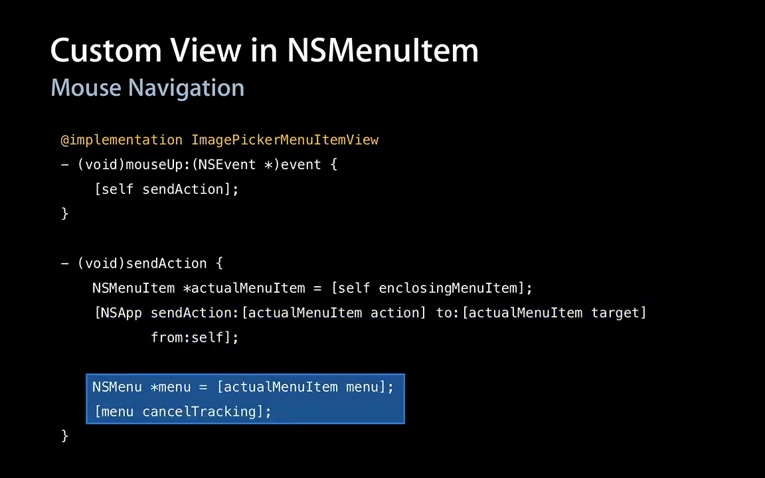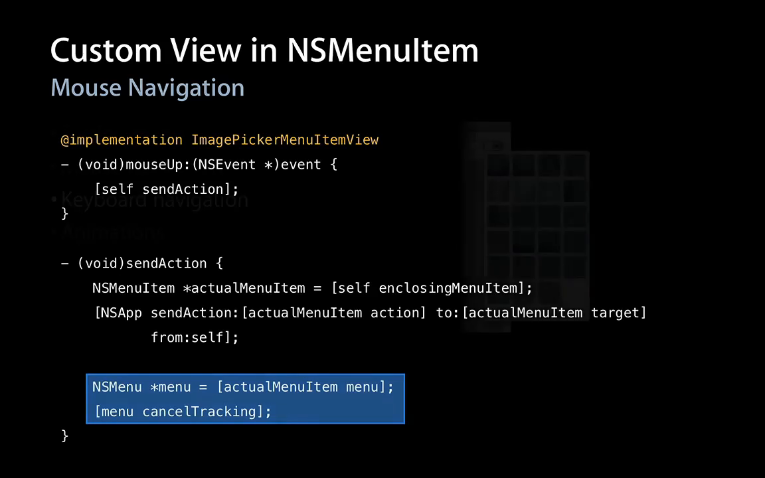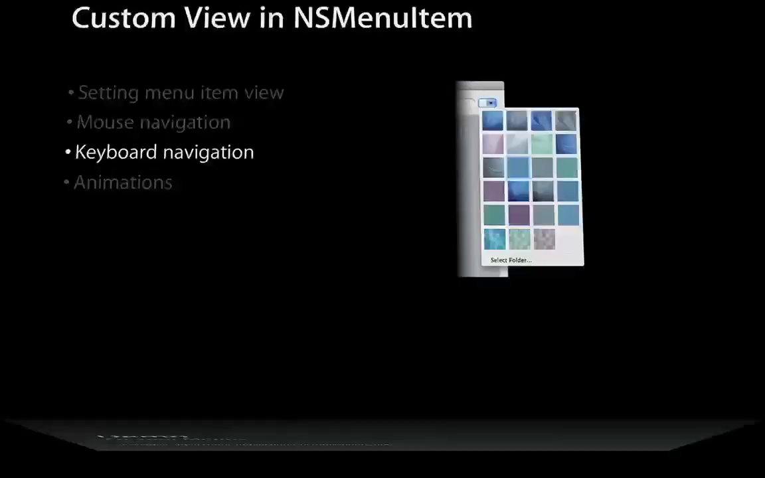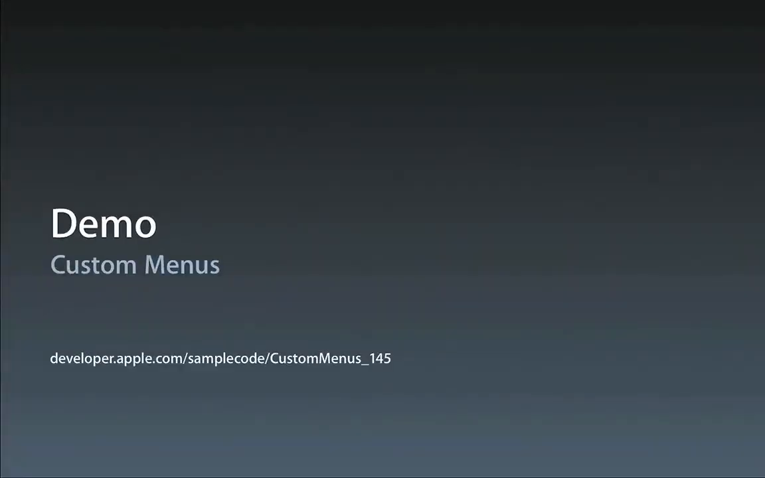Now that we've actually sent the action, we need to go ahead and cancel tracking for the menu so that the menu dismisses. For the menu item, we can ask for its parent menu, the menu it's associated with, and then just call cancelTracking on that menu. That's all you really need to do for mouse navigation. It's very simple. But now we also need to handle keyboard navigation because, of course, the user can navigate with the keyboard as well. And I'll give you a quick demo of that.